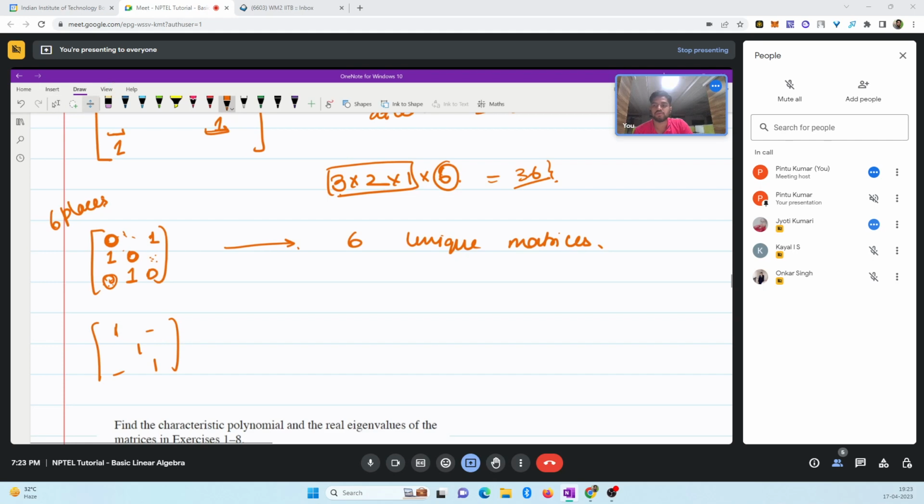This position is left to be filled, and this position is left to be filled. If we fill 1 over here, we will get one unique matrix. If we fill 1 over here, we will get another unique matrix. If we fill 1 over here, we'll get another unique matrix, right? Then we can again get 3 more unique matrices. So at least 9, I can think, at least 9 would be there.